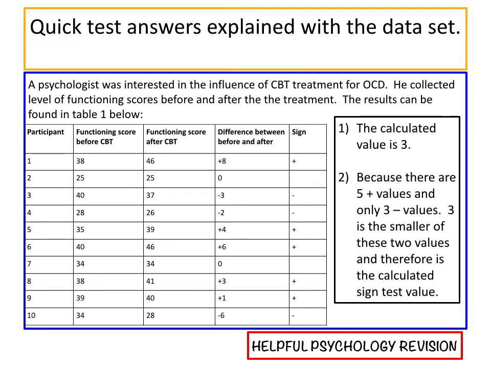So I filled in the column the difference between before and after, and then I have filled in the sign column. Notice there are 5 positive values and 3 negative values. The sign test calculated value is always the smaller of these, and so in this case the calculated value is 3.